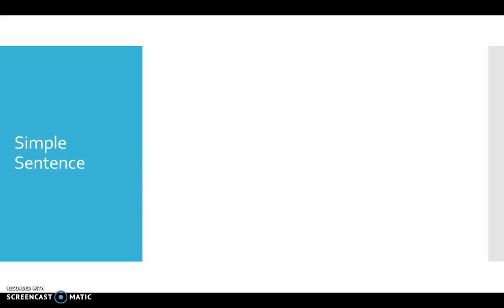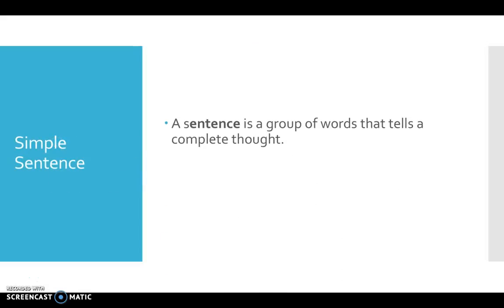So first we need to start off with, what is a simple sentence? A sentence is a group of words that tells a complete thought. It's not a fragment, and we'll talk about fragments later on in the week. A sentence is a complete thought. It has a subject and a predicate. We are going to learn how to find the subject and the predicate of simple sentences.